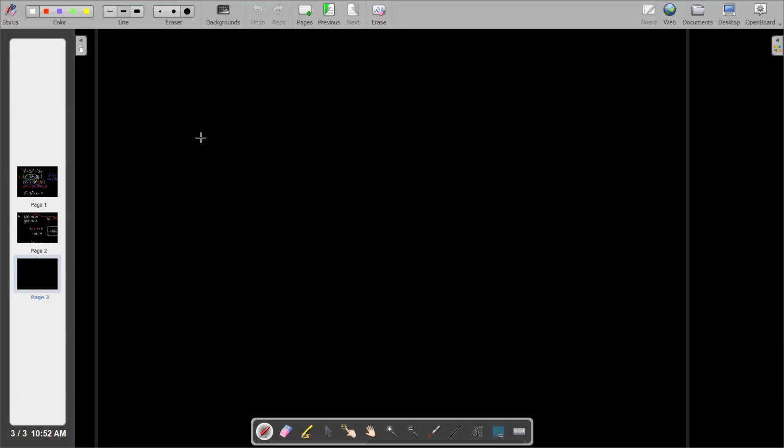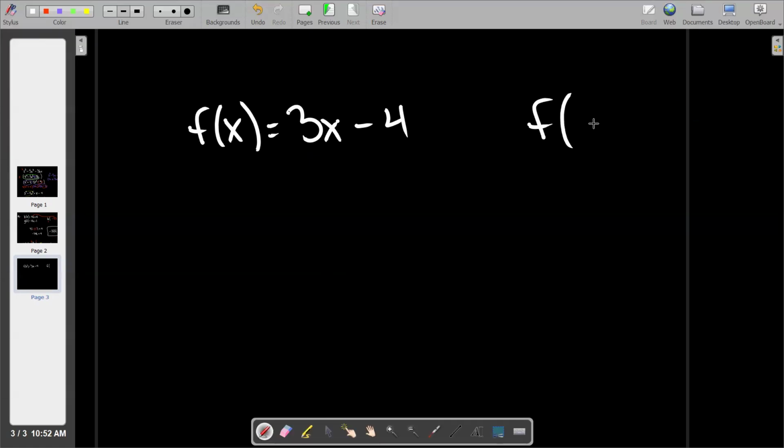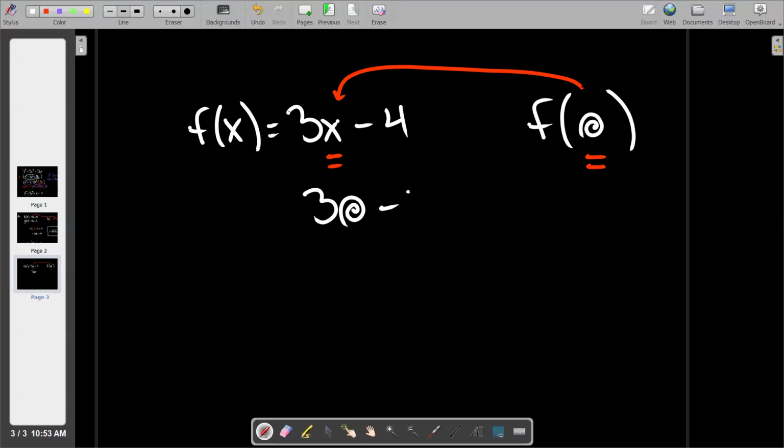Hey guys, if I gave you a function like f of x equals 3x minus 4, and I asked you to find f of swirly donkle. It's a swirly donkle, bro. If I asked you to find f of swirly donkle, could you guys do it? If you answer no, then you're making this harder than it needs to be. This is telling me to take this swirly donkle and put it where the x is. That's functions 101. So my answer is 3 swirly donkle minus 4.